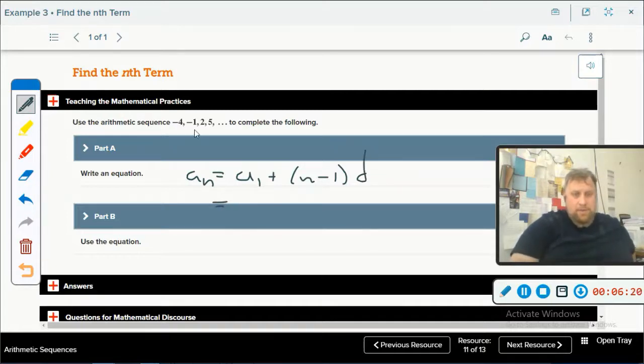This is going to equal, what's the first term in our sequence? It's negative 4. And negative 1 minus negative 4 is going to end up being, what are we moving by? We're doing plus 3 each time. You can see that right there. Plus 3, plus 3. So we're going to do the first term plus our n minus 1 times, what's our common difference? 3.